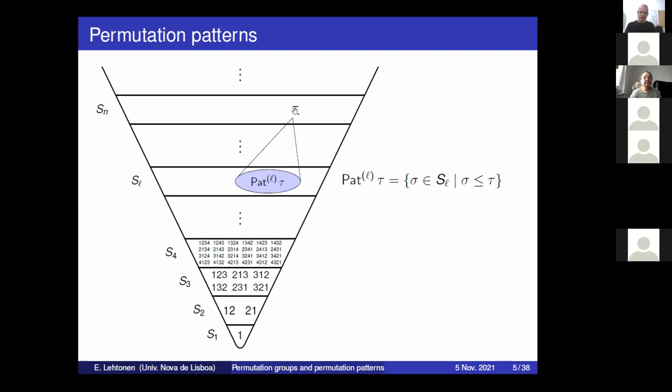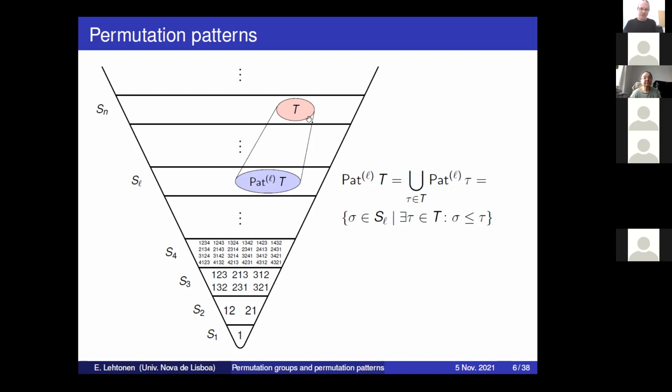We can also take this permutation tau and take the set of all L patterns of tau, and we will denote this by pat L of tau, the set of all L patterns of tau. We might also take a set T of permutations of rank N, and we would take the set of all L patterns of members of T, and this we would also denote by pat L of T.